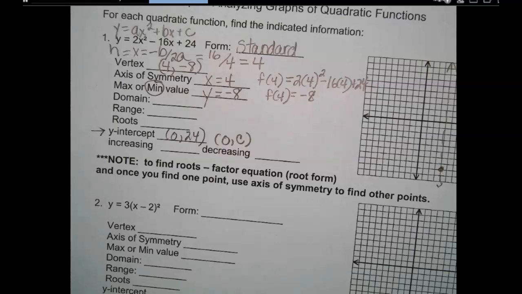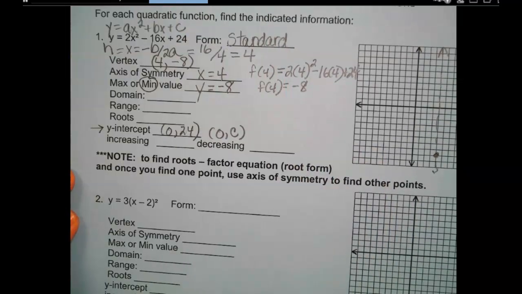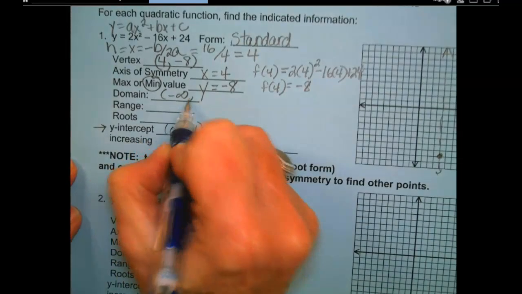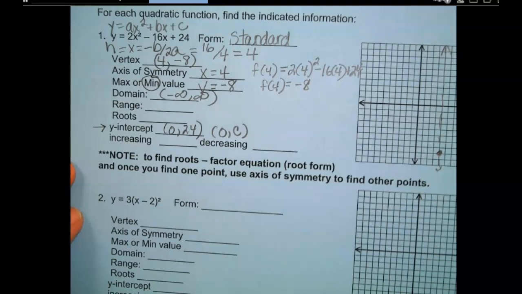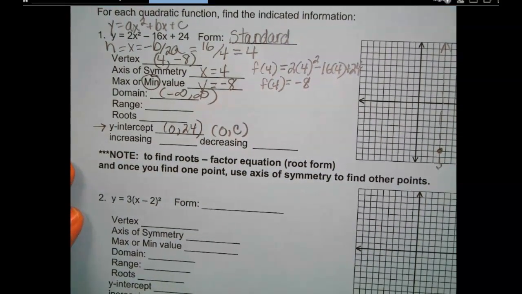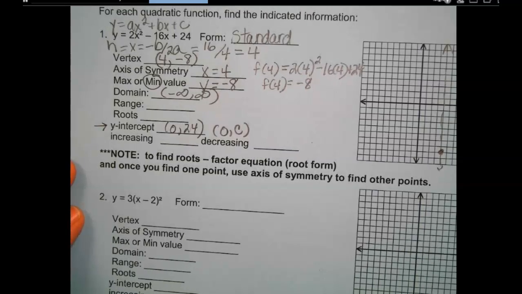Okay, so far? Okay, so the next thing, the domain is the same on every single one of these. I don't even have to look at what the equation is. The domain is always negative infinity to infinity. If you get nothing else right, fill that one in. You are running out of time. Throw that down on the paper.